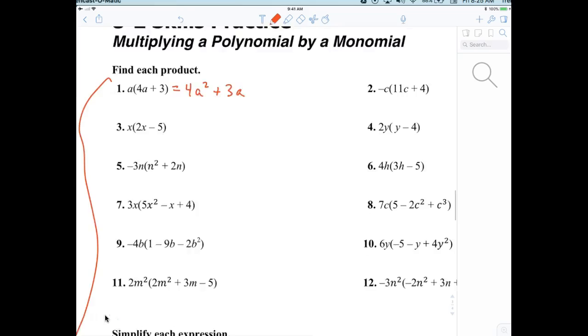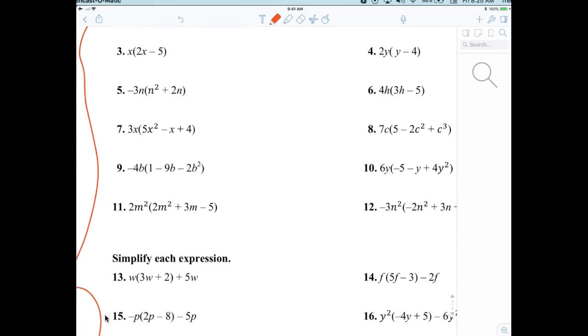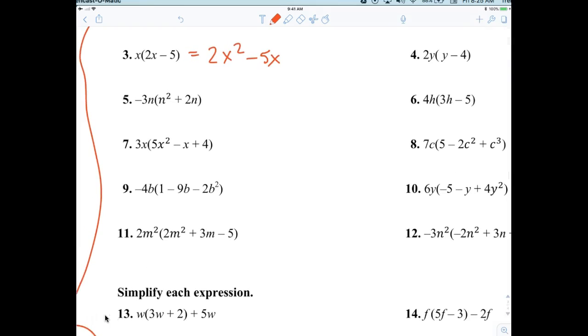All right, number 3. Now, when you distribute an x, everybody should be able to tell me that's 2x squared minus 5x. Any issues? Demo, you good? Jack? Girls, where are you at? Miss Pliego's class, you good? All right. Now, number 5, we should have negative 3n cubed minus 6n squared. Double check yourself, guys.